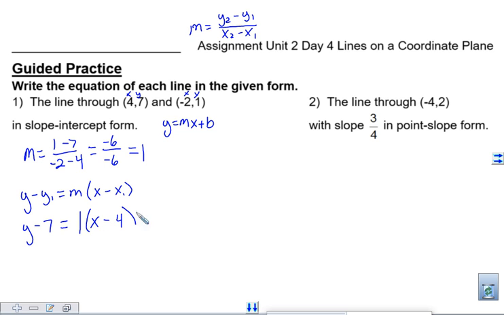And when we distribute that 1, it stays the same, because 1 times 1 is 1, and 1 times -4 is -4. Then we want to get y by itself, so we're going to add 7 to both sides. So y equals x plus 3. And that y equals x plus 3 is my answer.